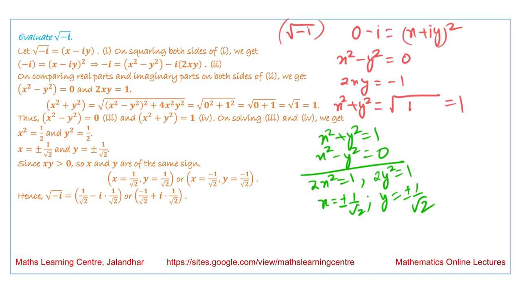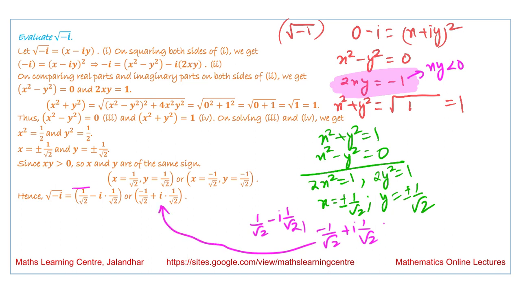Now look at this condition over here. This will give us that x into y is negative. So it means the answers we will have are 1 by root 2 minus iota 1 by root 2, or minus 1 by root 2 plus iota 1 by root 2. So these are the two square roots of minus iota.